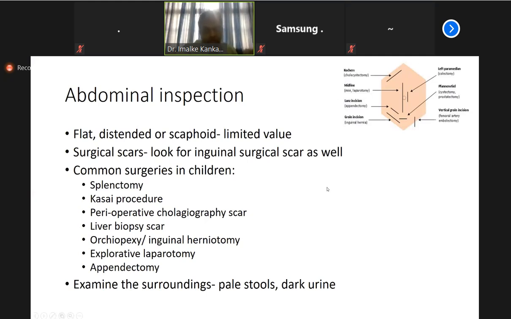It's nice to know the names of these surgical scars like rooftop incision, groin incision, Lanz incision, right? But pediatricians might not know the exact name of the surgical scar, but if you can confidently say it, we will agree with whatever incision you tell. Examine the surroundings, especially look for pale stools and dark urine in a case of a small infant with jaundice, right?